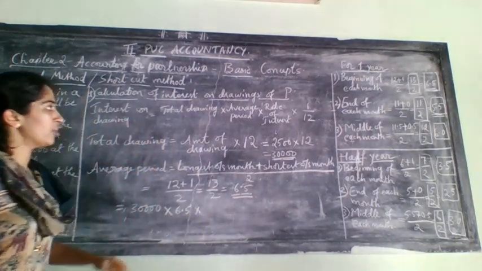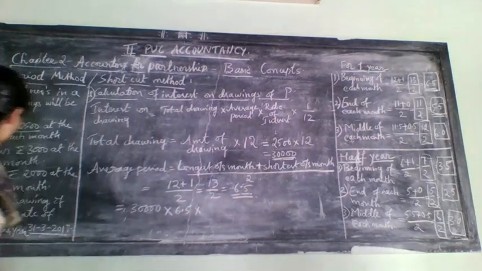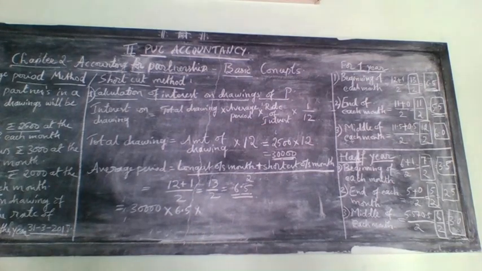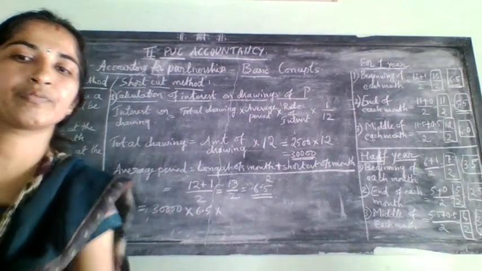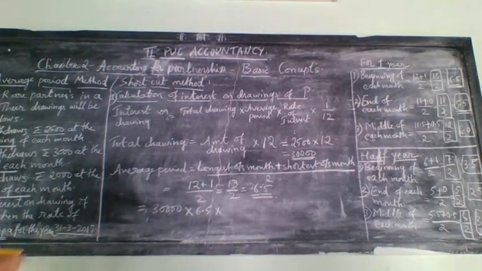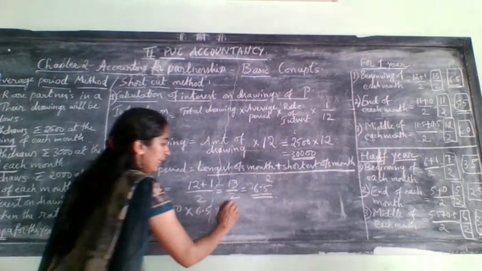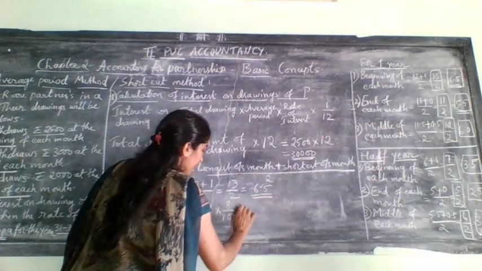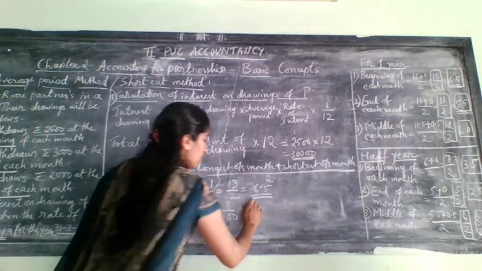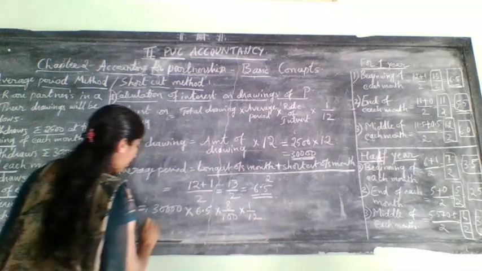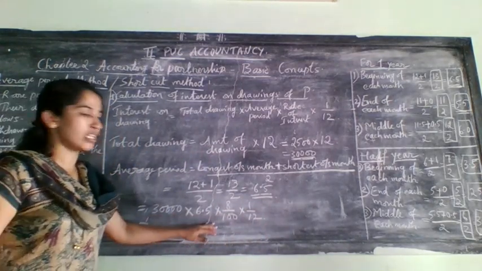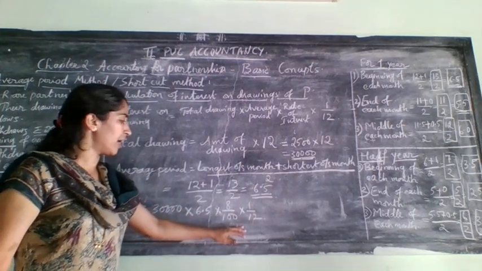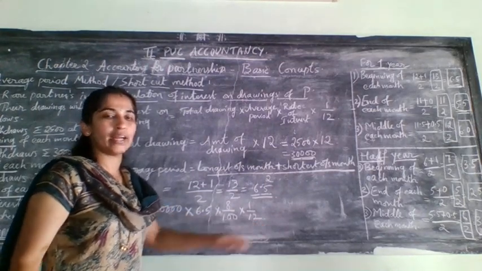6.5 into rate of interest. Rate of interest is given in the problem, it is 8%. So take that 8 by 100 into, formula says 1 by 12. Now take your calculator and do it: 30,000 into 6.5 into 8 by 100 into 1 by 12.